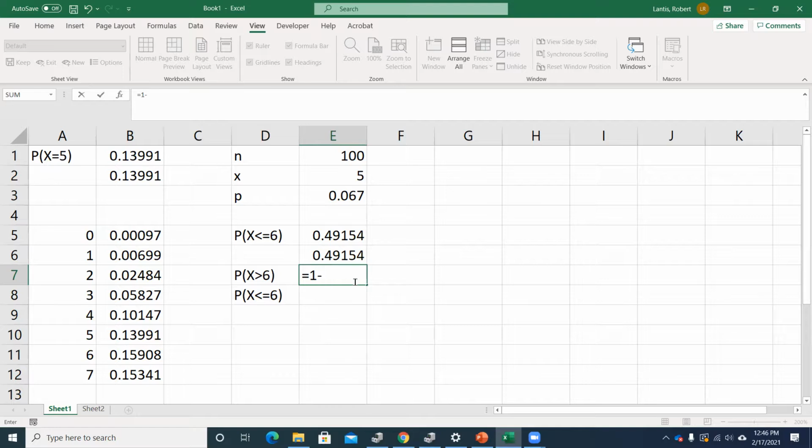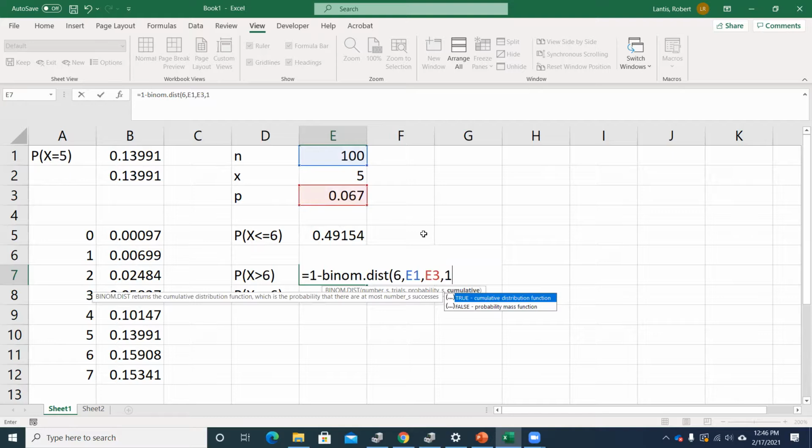But notice here when I'm writing this out, I could put this all in one cell, so I don't have to do it separately. So I could do 6, comma, and then I've got my 100 up here for my number of trials, my probability of success. But I'm going to make this cumulative, right? So now this binom.dist function is going to find the probability that x is 6 or less, which is the complement. I'm then subtracting that complement from 1. That should give me the probability of the event I'm looking for.